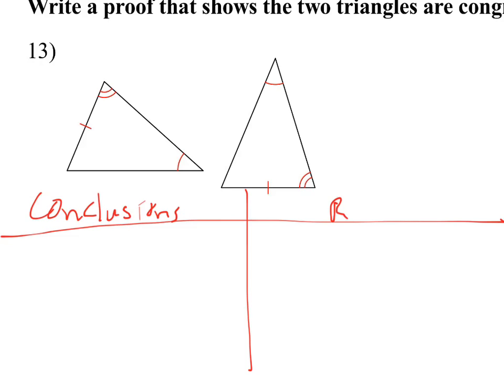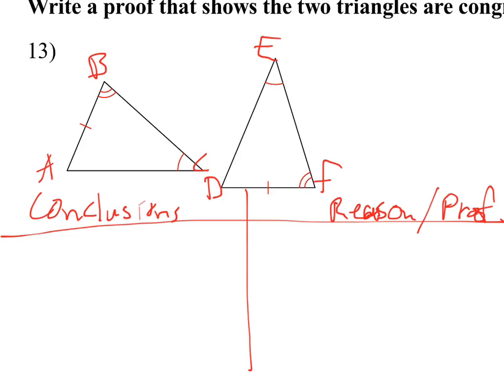And then on the right side, you put your reasons why you can make those conclusions, or the proof as to why that's right. You need to label your triangle, so I'm going to do it A, B, C, D, E, F. And now I can start writing things down. I know that this side is congruent to this side because it's on the picture. And if you can say, because it's on the picture, you can write given. So AB is congruent to DF.